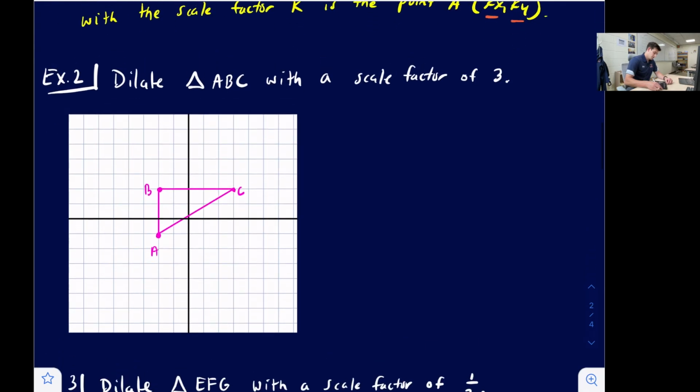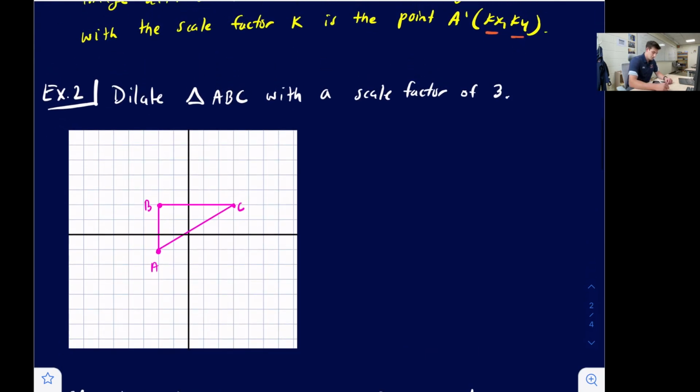All right, so we're gonna do example 2 here. We're gonna dilate triangle ABC with a scale factor of 3. So let's write down our coordinates, and then we're just gonna multiply our coordinates by our scale factor, which is 3. So point A, we're at -2, -1. B is -2, 2. And C is 3, 2.